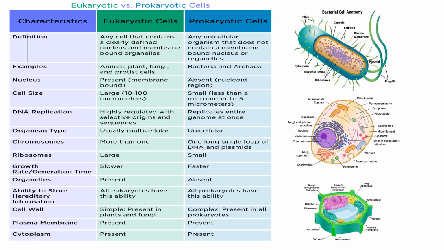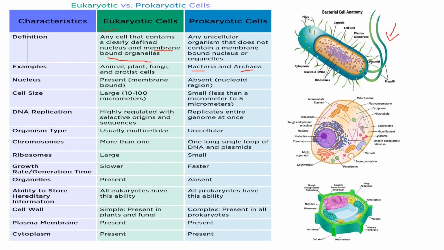Next is the difference between prokaryotes and eukaryotes. Eukaryotes are cells that contain a clearly defined nucleus and membrane-bounded organelles, meaning a proper nuclear membrane is present, whereas in prokaryotes a nuclear membrane is not present. In eukaryotes, membrane-bounded organelles like endoplasmic reticulum, Golgi bodies, and mitochondria are present, whereas in prokaryotic cells these organelles are not present. Eukaryotic cells are animal, plant, fungi, and protist cells, whereas prokaryotes are archaea and bacteria.